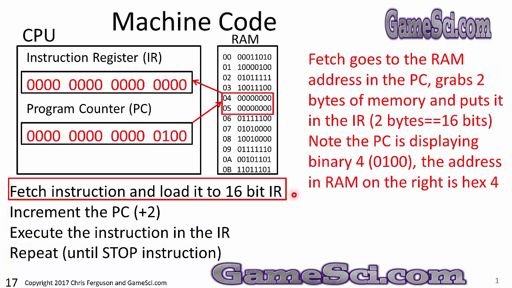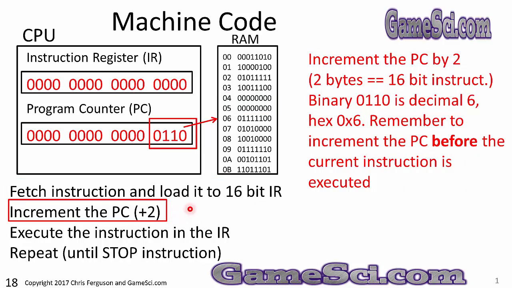Fetch the instruction and load it into the 16-bit IR. Fetch goes to the RAM address in the PC, grabs 2 bytes of memory and puts it in the IR. 2 bytes equals 16 bits. Note the PC is displaying binary 4, 0100. The address in RAM on the right is hex 4. This 4 here says go to address 4 in RAM and load the 16 bits into the IR.